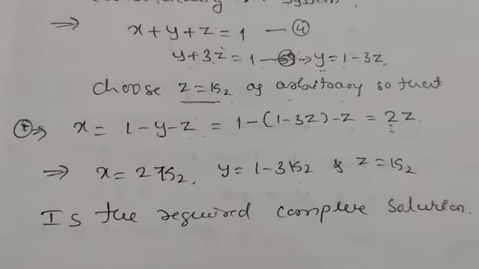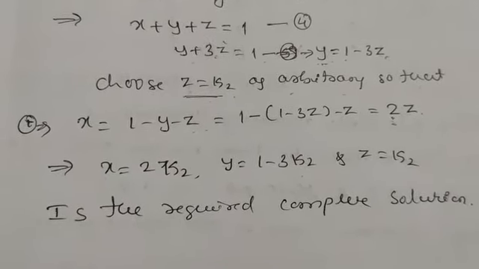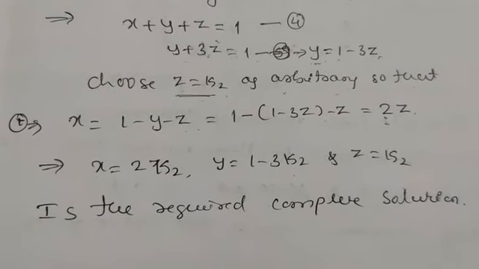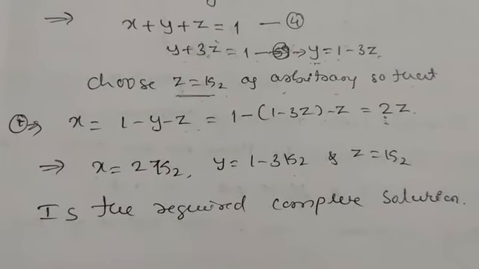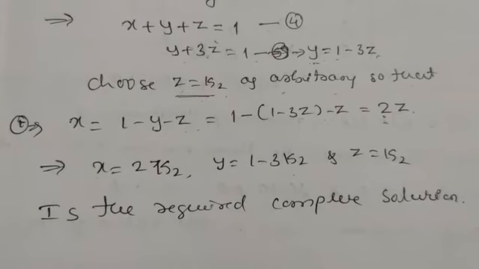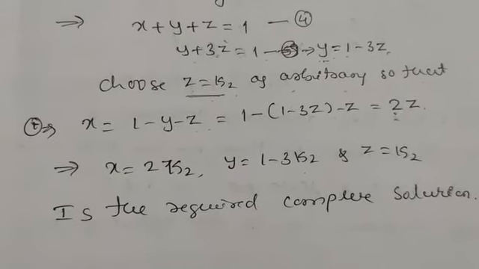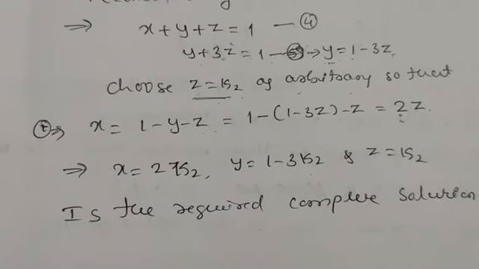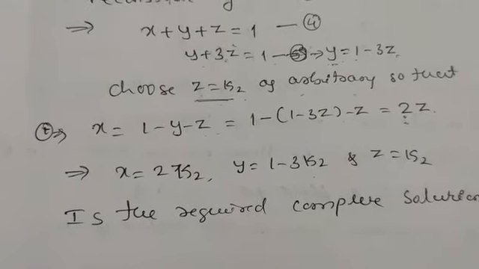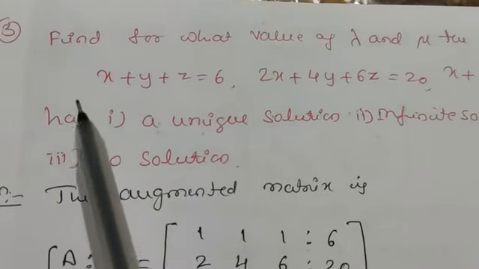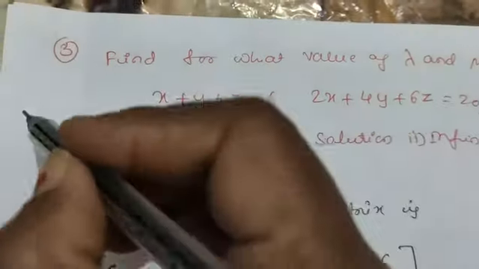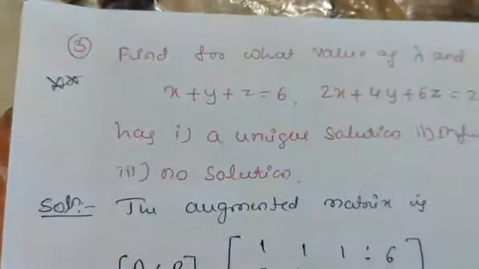This type of example you have done in the previous session also, so don't get confused. If the rank of the matrix AB is equal to the rank of A, which is less than the number of unknowns, then it has infinite solutions. This we have done and you studied already. Take one more last example. This is a very important example.